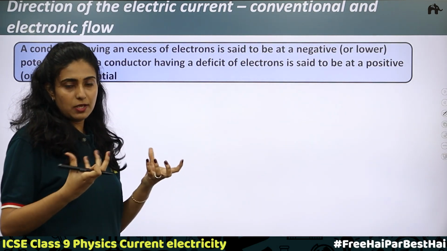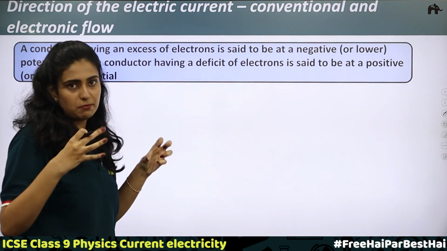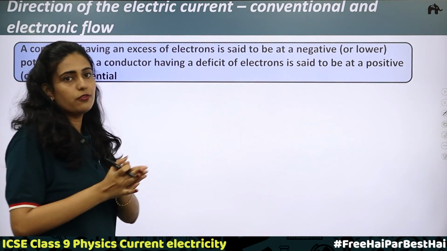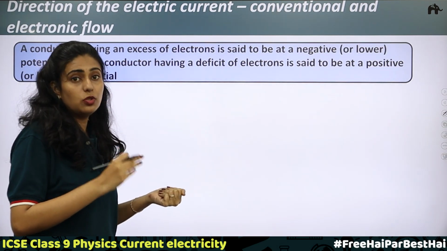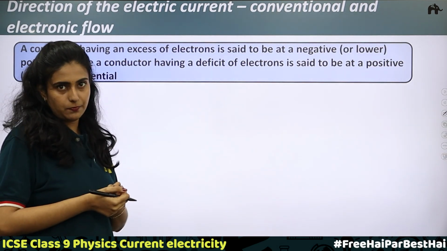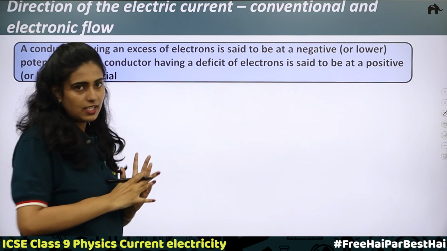Higher temperature to lower temperature: when two bodies at different temperatures are taken, the heat will flow from the body at higher temperature to the body at the lower temperature. So we have discussed the different cases.